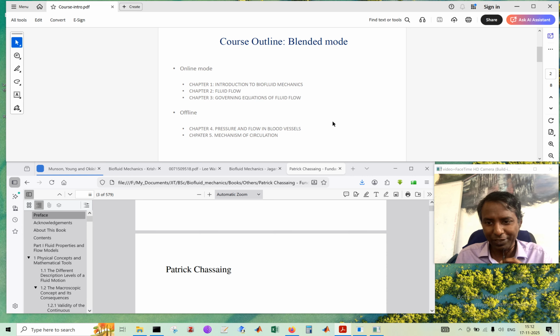This is actually a blended course. What it means is a part of the course will be taught online and a part will be taught offline, through conventional teaching methods. The first 3 chapters, which deal mostly with fluid mechanics and the theories behind fluid mechanics, will all be taught in the online mode. Mostly I'll be handling these 3 chapters, and the rest of the chapters will be handled by Mr. Kameda.